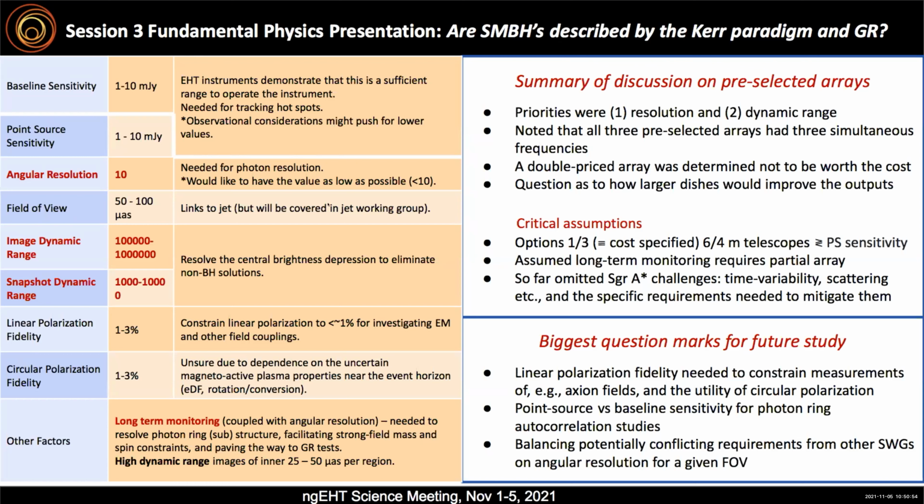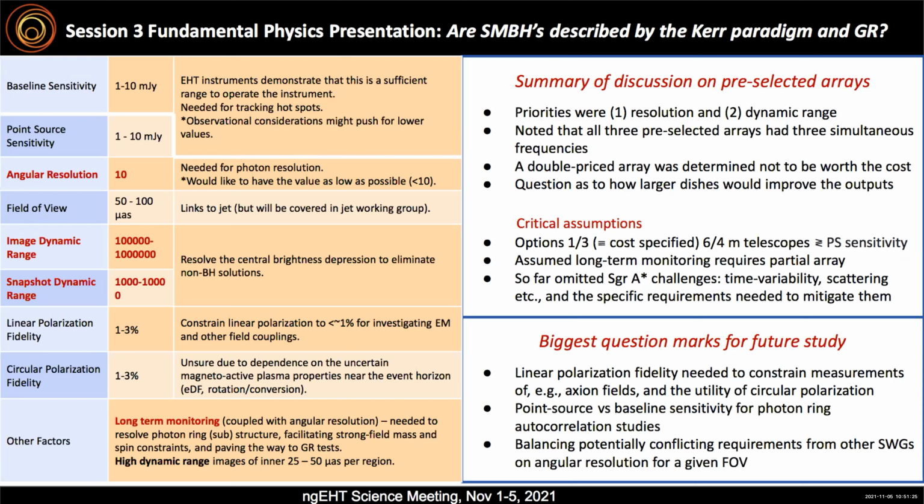I've talked about these pre-selected arrays, and we actually determined that the higher priced option wasn't the best for what we were interested in. But what I should say is that we assumed smaller, I think 4-meter dishes in the ngEHT array configuration as opposed to 6-meter ones. And this changed things quite considerably for Sag star. Sag star images really didn't look as good. And so one of the big critical assumptions so far is that we haven't really considered Sag star and the challenges that are posed by resolving that source.